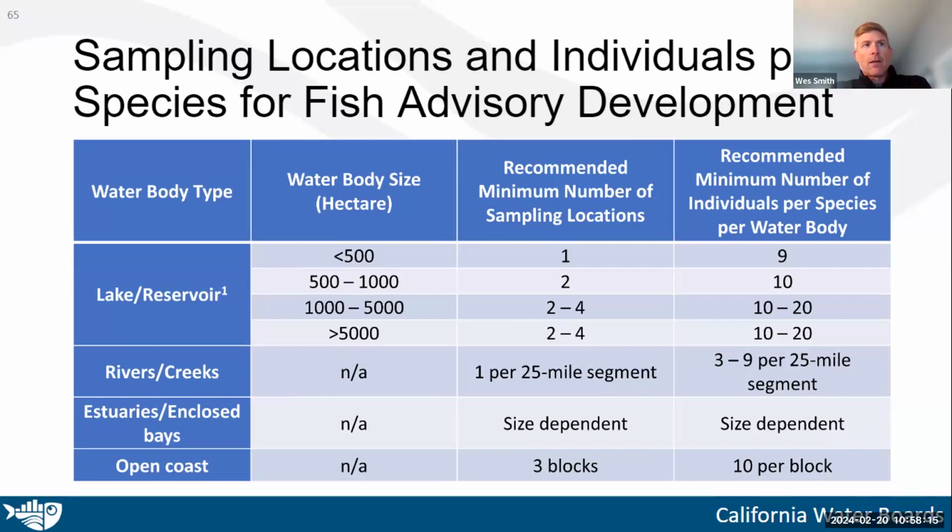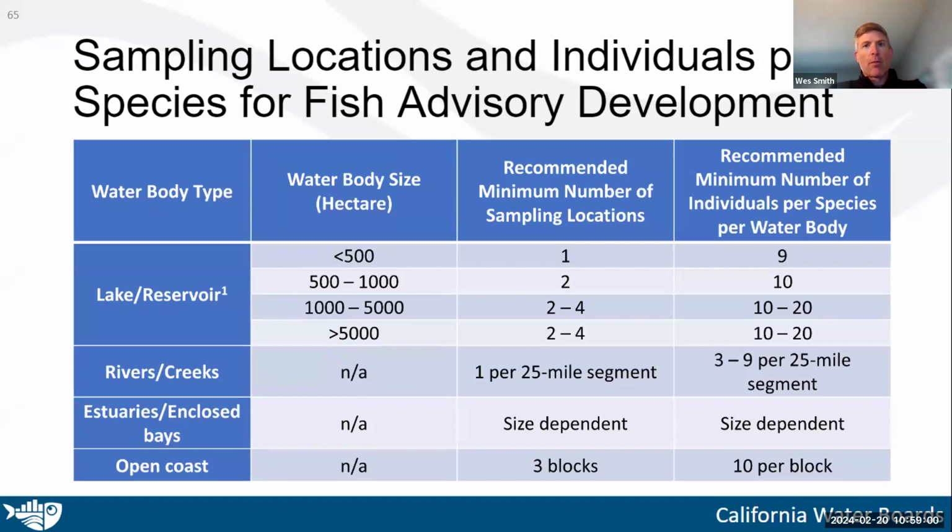And then for 1,000 to 5,000 hectares, 4 sampling sites, and then 10 to 20 individuals per water body, and so on and so forth, with more for larger water bodies. And again, we would like for people to collect 3 species. Sometimes that's not always possible, especially for some of the smaller water bodies and creeks and rivers up in the mountains, where there may just be 1 or 2 species of trout. But it's also helpful to have other prey species so we can increase that list.